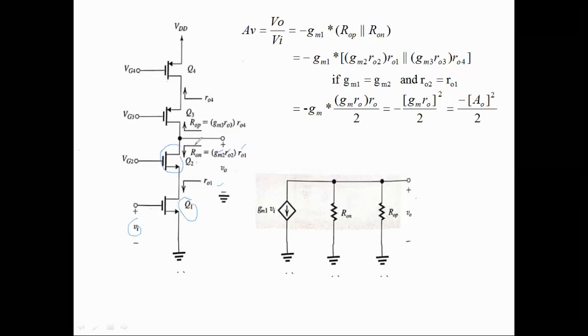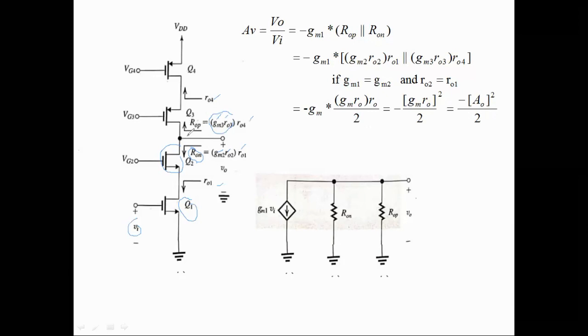That is called the output resistance on the N side, the downside. Similarly, the output resistance on the P side, the upper side. The output resistance of Q4 is r04. The output resistance at the drain of Q3 is gm3 r03, the intrinsic gain of Q3, into r04. This is ROP.